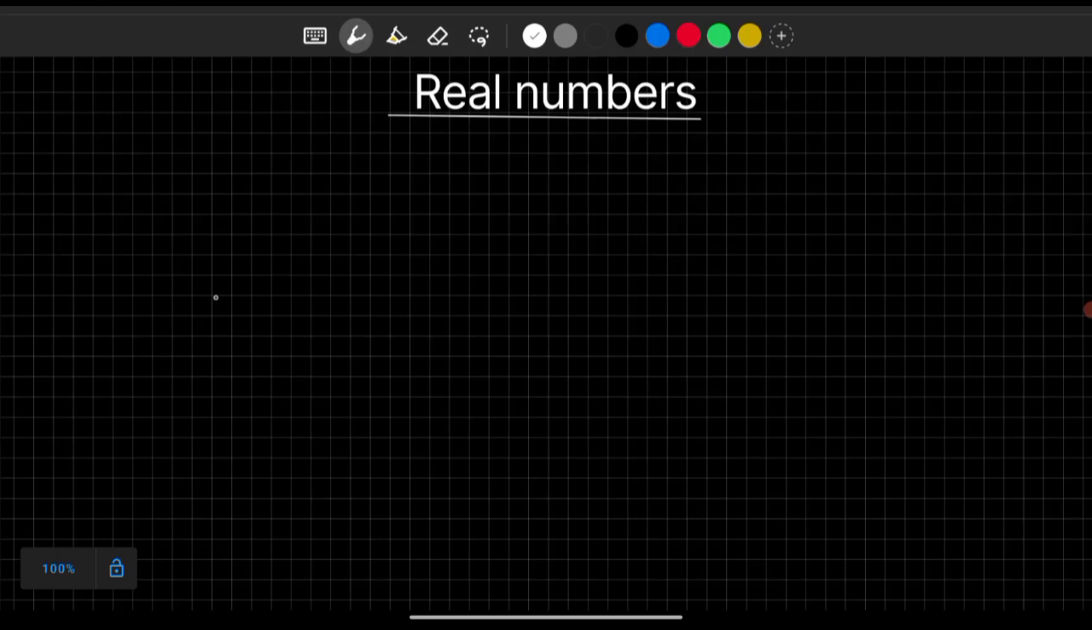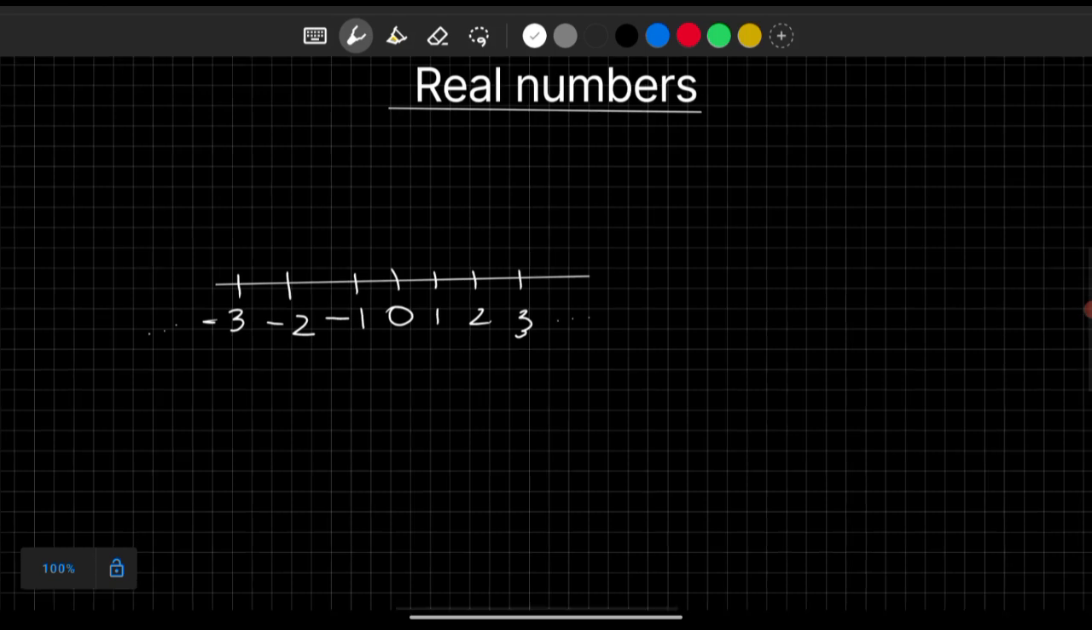In order to understand real numbers, let's first consider a number line. We know that on the number line, at the very middle, we have 0, and to the right, we have positive numbers like 1, 2, 3, and so on. And to the left, we have negative numbers like -1, -2, -3, and so on. Now, if you can represent any number on the number line, that number can be called a real number.